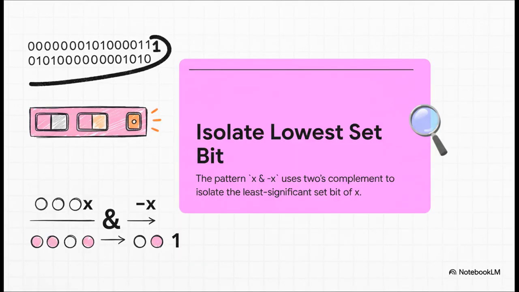All right, the second core move you gotta know is how to isolate that lowest set bit. The magic pattern for this is x & -x. It's a clever use of how computers handle negative numbers, something called 2's complement, to create a brand new number where only that one single rightmost light switch from your original number is still on.